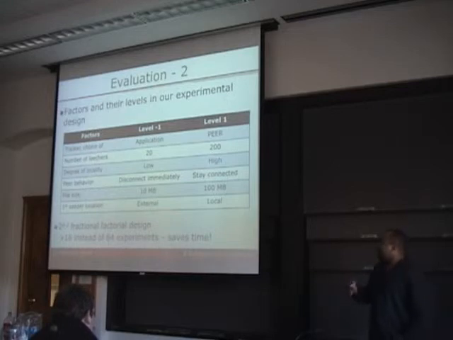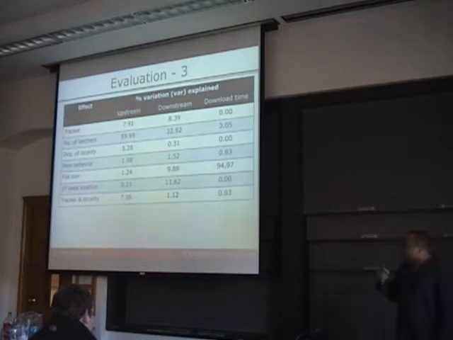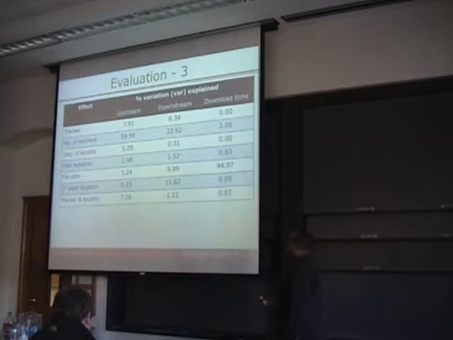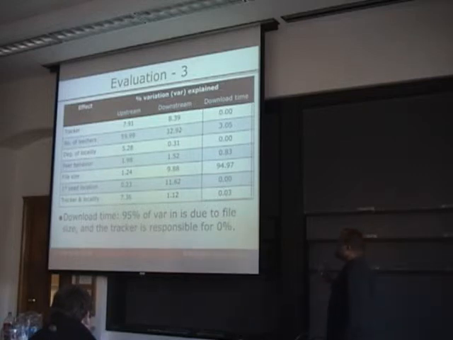If we only consider those two levels, we'd have to do 64 experiments. So we need to break that down into 16. That's where the design of our experiment came in. So we only had to do 16 experiments, and then we could see what factors account for what amount of variability in terms of our link utilization and our download time. What we noticed is that for download time, 95% of the variability is due to file size, which is pretty cool because it shows that the presence of peer doesn't necessarily have a significant impact on download time, which is what we want.